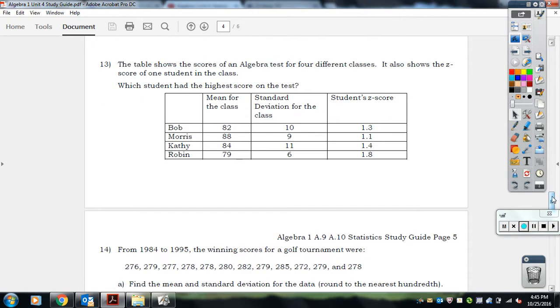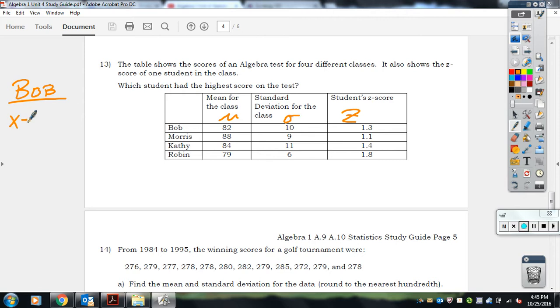Question number 13. The table shows the scores of an algebra test for 4 different classes. It also shows the z-score of the students. Which had the highest actual score on the test? So I have these 4 individuals, Bob, Morris, Kathy, and Robin, and I have to do this for each of them. We'll start with Bob. I know the average for his class, mu, I know the standard deviation for the class, sigma, and the student's z-score. So they give me the z-score, mu, and the standard deviation, which means they're obviously looking for x.